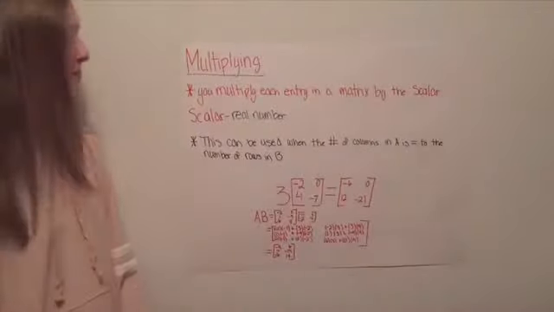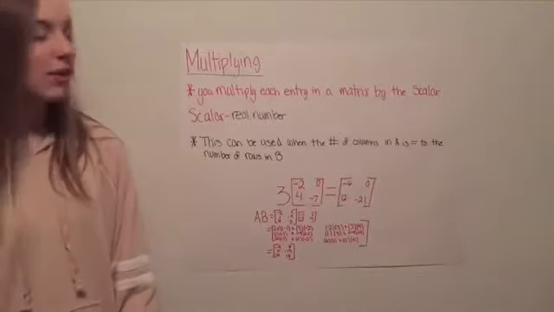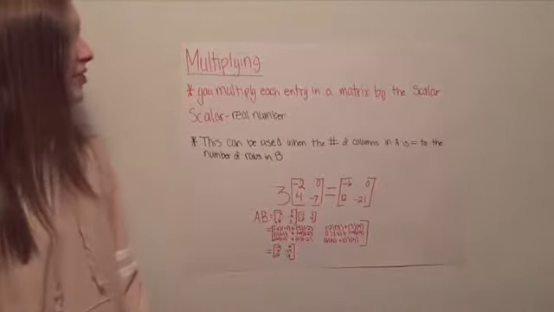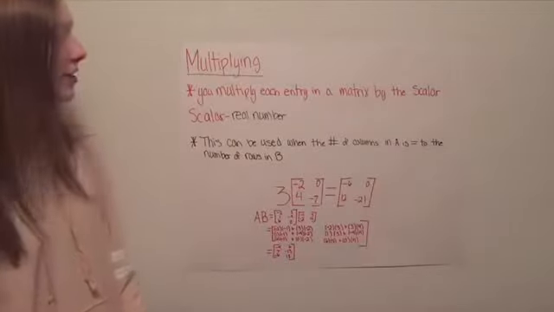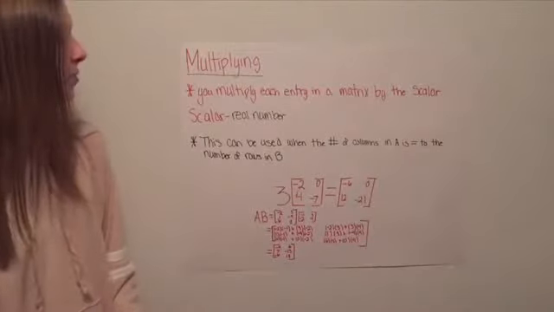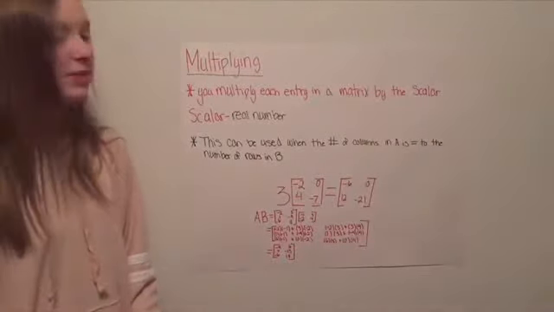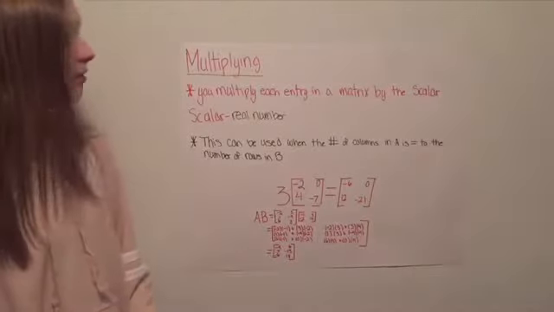In this lesson, you will be learning about multiplying matrices. You multiply each entry in a matrix by the scalar. A scalar is a real number. Multiplying matrices can be done when the number of columns in A is equal to the number of rows in B.